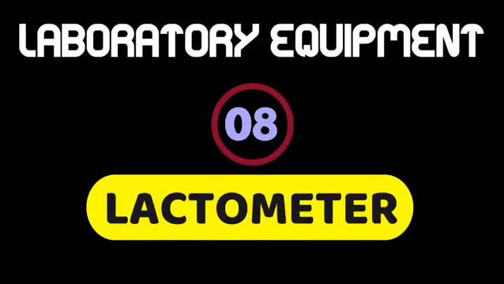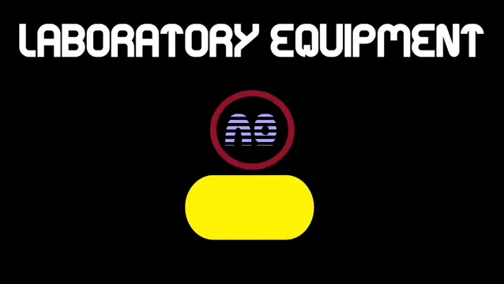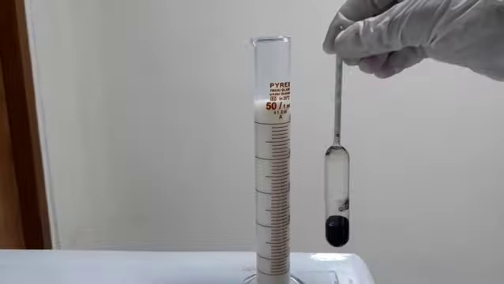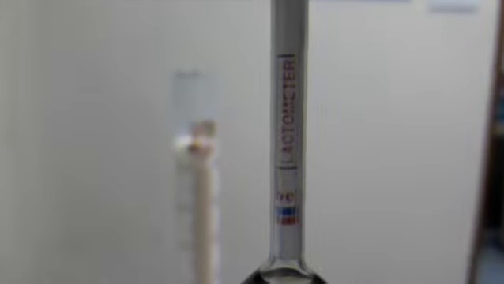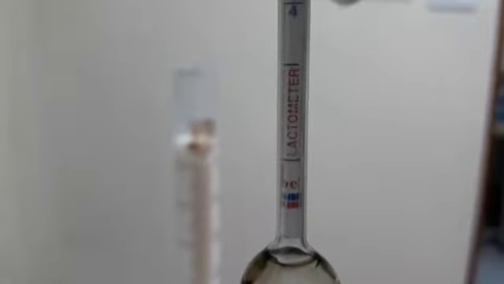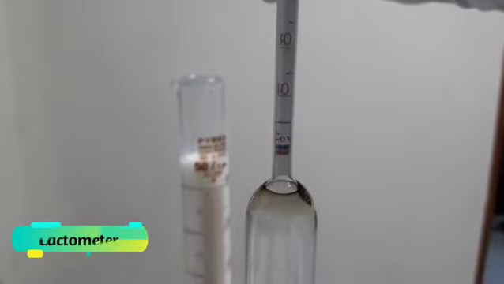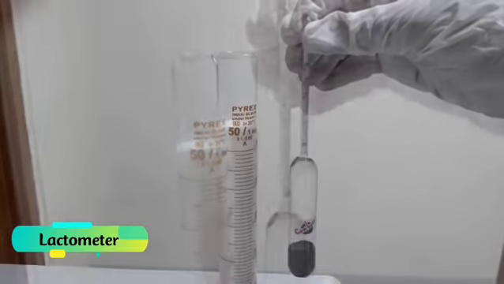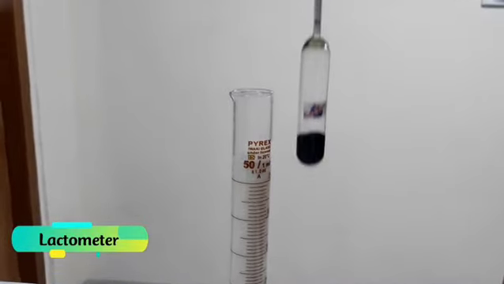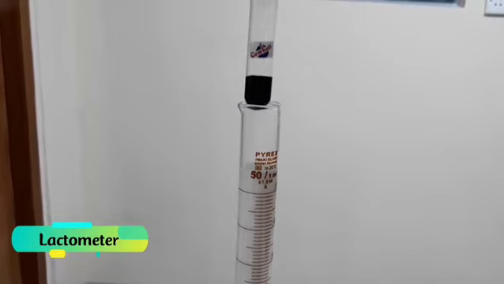The next laboratory equipment is the lactometer. It is a simple instrument used to measure the purity of milk by determining its specific gravity. It is a type of hydrometer. Since milk contains water, fats, proteins, and other solids, the lactometer floats at a particular level depending on the density. If extra water is added, the density decreases and the lactometer sinks deeper.